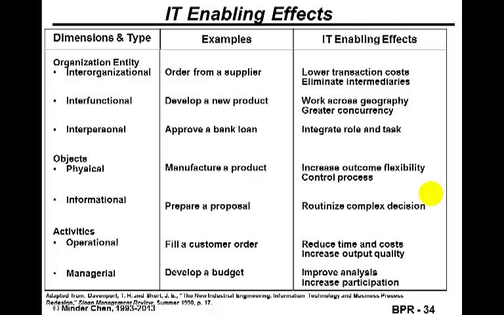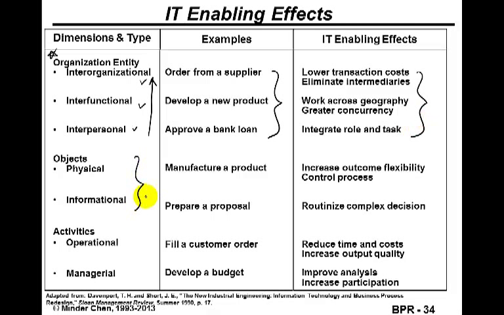Here's a summary of some of the enabling effect using information technology. From the organizational entity dimension, information technology can facilitate interpersonal, interfunctional, or even interorganizational interaction and operation. And the higher up you go, the more challenge it is. And here's some example for each type of business process here. And these are their enabling effects.